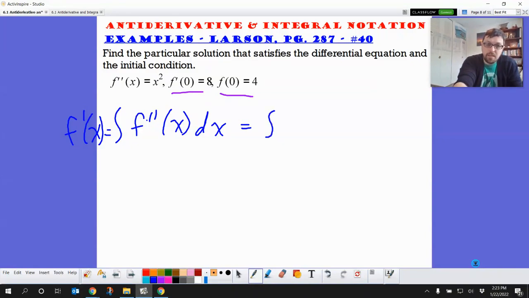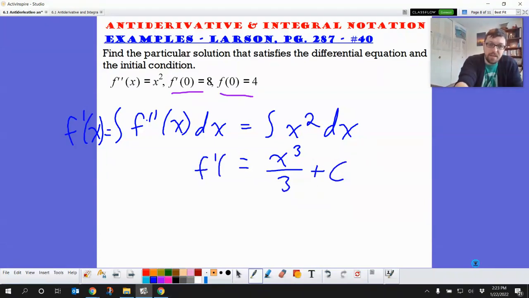So that is the integral of x squared dx. And then we do our process. So that is going to be x cubed divided by our new exponent, which is 3, and then we add a c. So this is what f prime of x equals at this point. But I don't know what that c value is, but I do have a hint about what that c value is using this information right here. So they're telling us that 8 is going to be what f prime of 0 is going to be. So we can plug in a 0 for x, and then we can solve this thing for c.